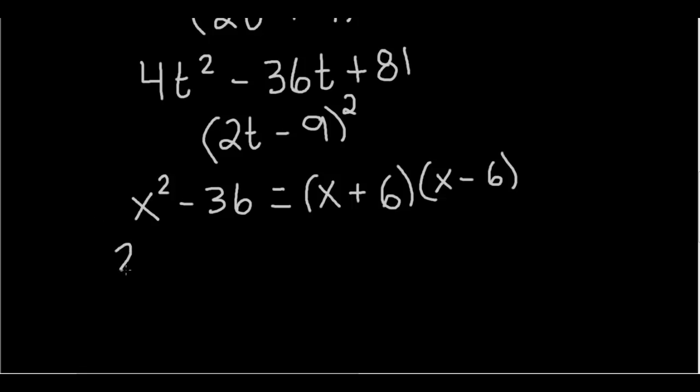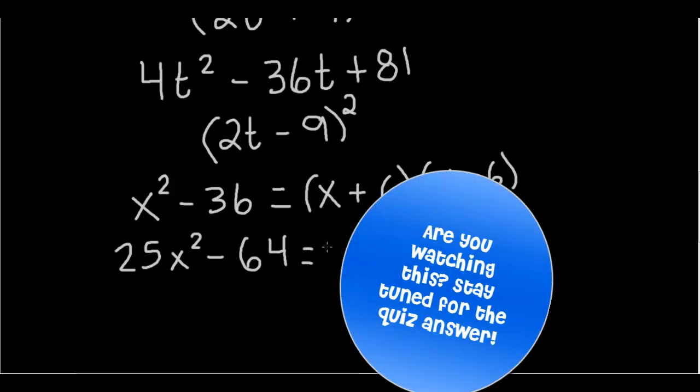Now go ahead and try 25x squared minus 64. Now be aware, this only works because it is a difference of two squares. There has to be a subtraction sign. If these ones are not subtracting, then you do not have a difference of two squares. Therefore, you cannot factor it like this. So go ahead and pause the video, work on it, and then unpause it once you're done.